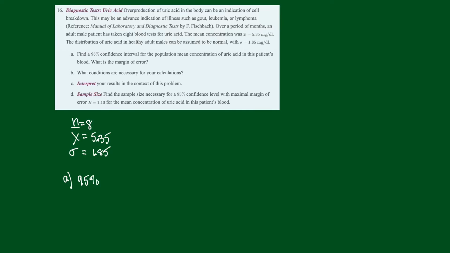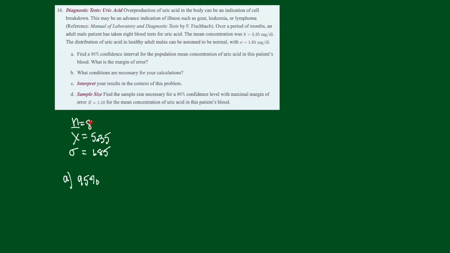Let's do an example. This is number 16 out of the textbook. And we'll do the whole thing here. Well, we'll do part A and D. So what's happening here is this. Overproduction of uric acid in the body can be an indication of cell breakdown. This may be an advanced indication of illness such as gout, leukemia, or lymphoma. Now, over a period of months, an adult male patient has taken 8 blood tests for uric acid.